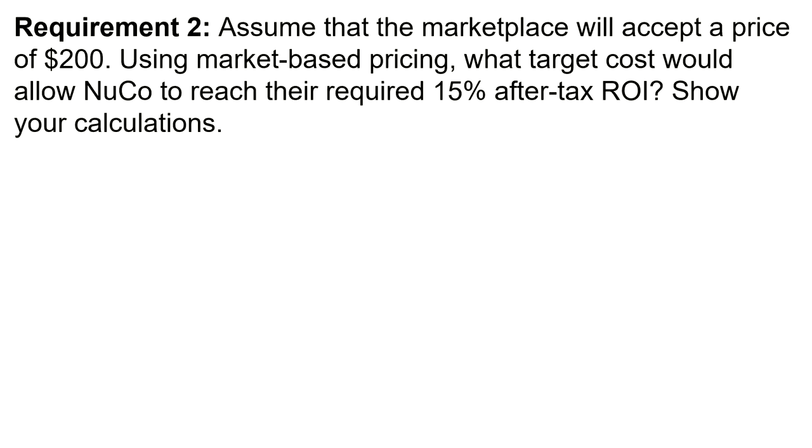Going on to the second requirement, assume that the marketplace will accept a price of $200. Using market-based pricing, what target cost would allow NuCo to reach their required 15% after-tax ROI? Show your calculations. Now, at first glance, we may think, oh my goodness, we have to make all those calculations again. But we don't. We've already done most of this. We know that the market can charge $200. And we know that we need 15% after-tax ROI.